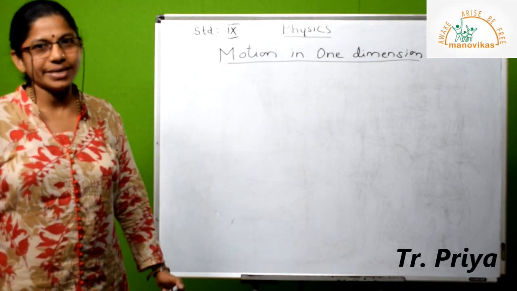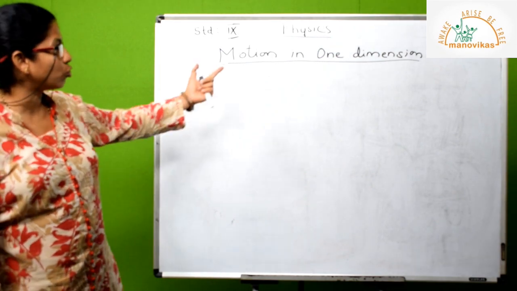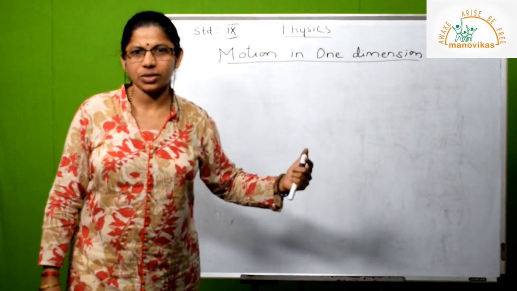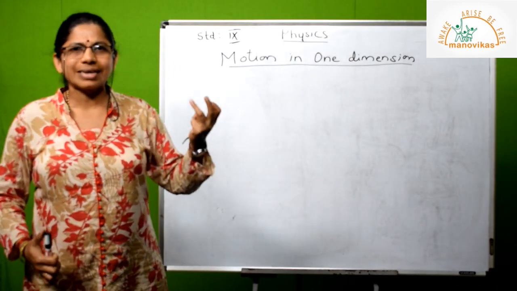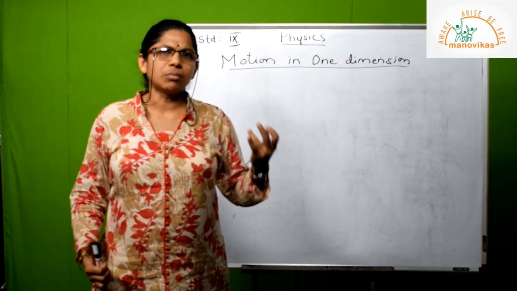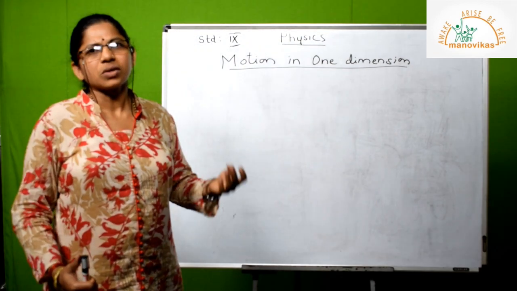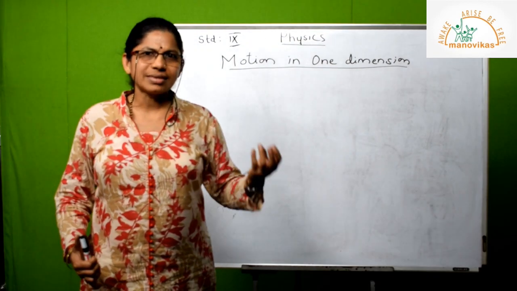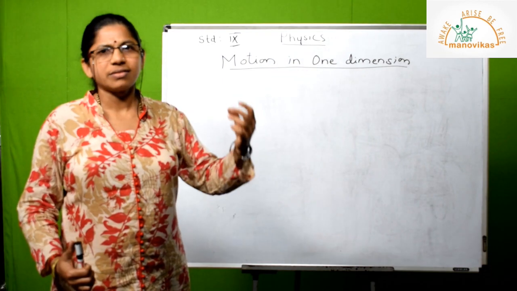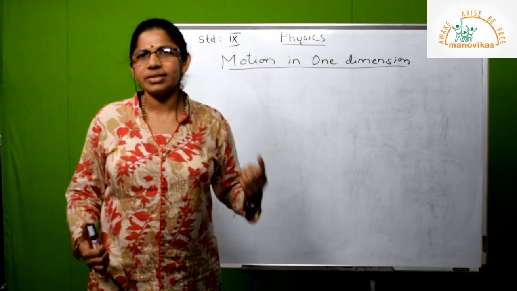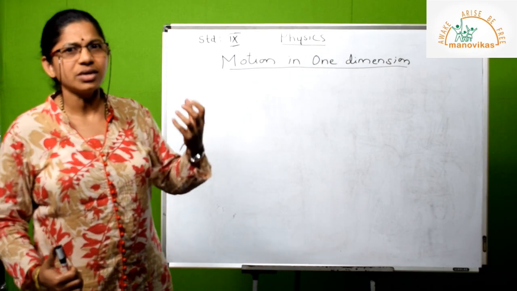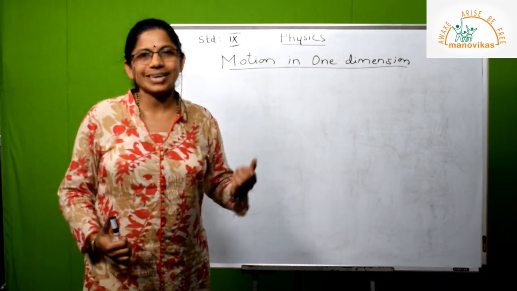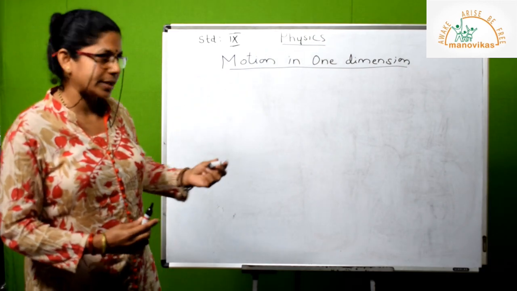Standard, I'll be taking the second chapter, that is motion in one dimension. Correct? Now in this lesson you are going to learn about scalar and vector quantities, about rest and motion, followed by distance and displacement, speed and velocity, and towards the end acceleration. Okay, so let's begin with the first term, that is scalar and vector quantities.